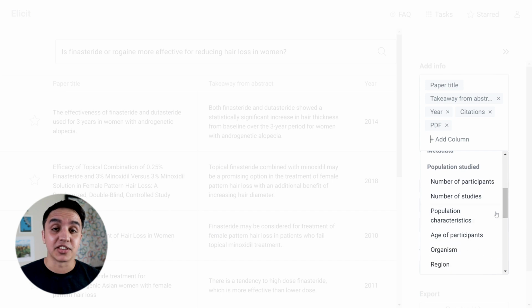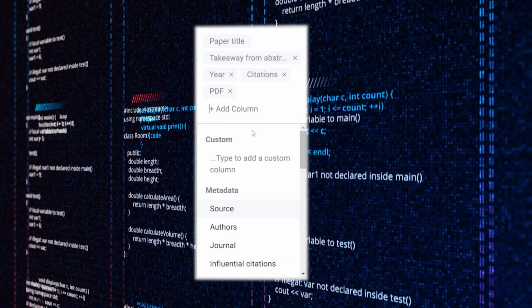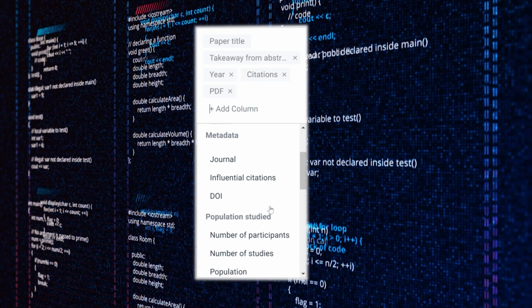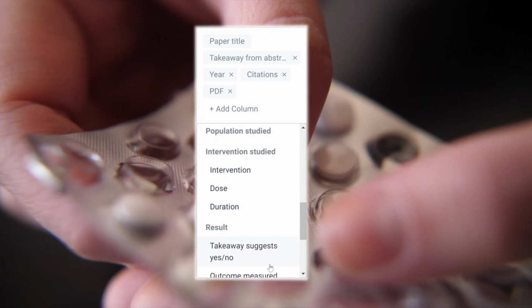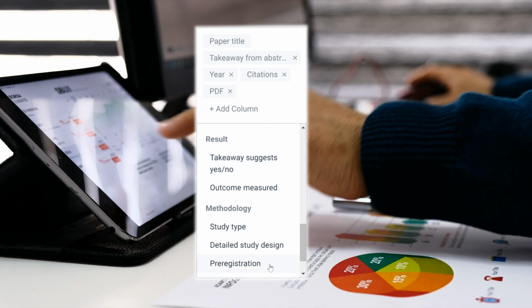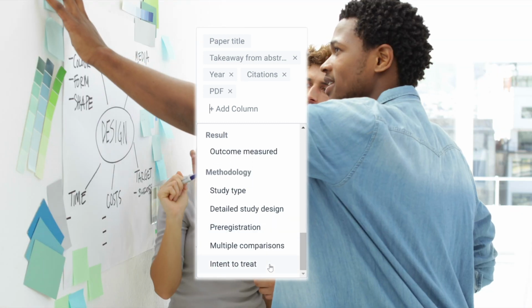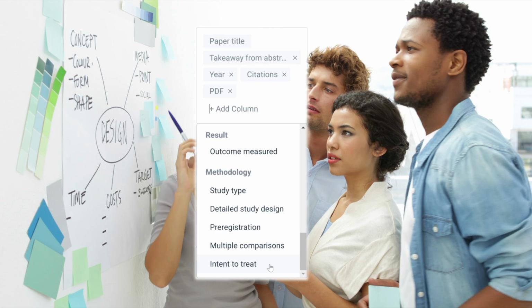There are five different types of column we can add. Metadata is information about the article itself. Population studied is information about the study group. Intervention studied is information about the experiment. Results is information about what we learned and what happened. And methodology is information about how the experiment was done.